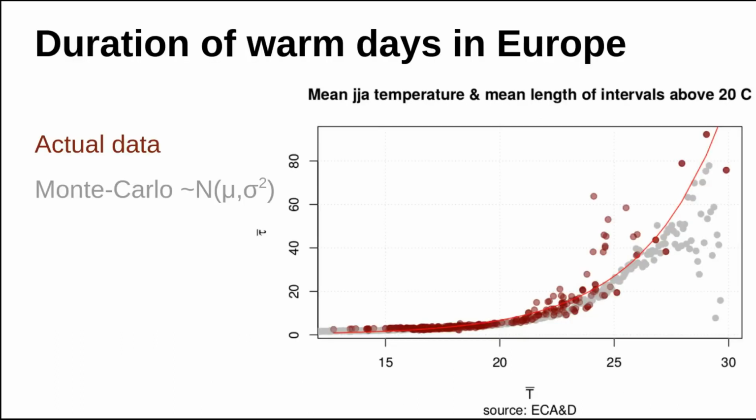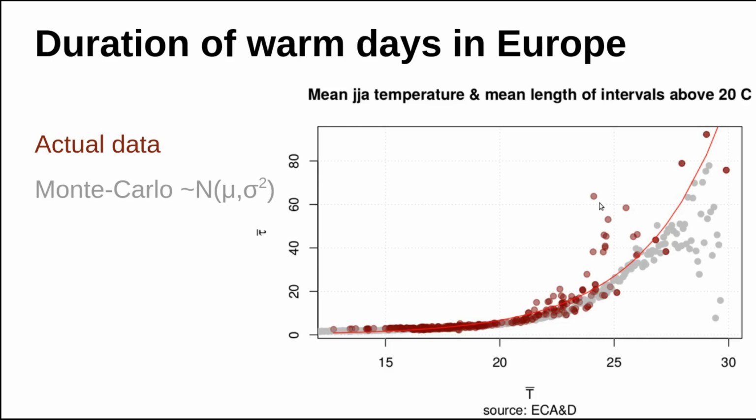So this slide actually shows how we can work in terms of the temporal domain and statistical characteristics of how the June, July, August temperature behaves. So we're looking at the mean length of the intervals above 20 degrees centigrade. Along the x-axis here we have the mean temperature, and on the y-axis we have the mean length of intervals above 20 degrees. So the warmer the mean temperature, the longer intervals you tend to get on average of higher than 20 degrees centigrade.